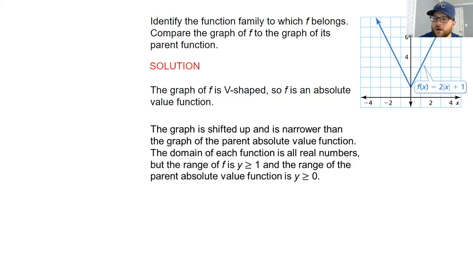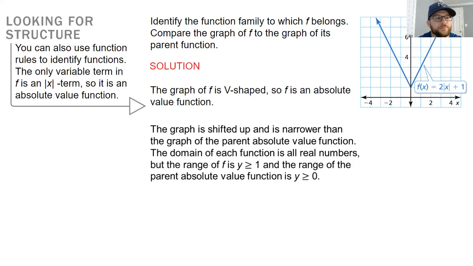The domain, which is all numbers left and right, is all real numbers as this graph continues on. But the range is all the y values that are greater than or equal to 1. It does not go below the y value of 1, but the range of the parent function is y greater than or equal to 0. So it looks like it's been moved up from 0 to 1, and then it's been stretched vertically so that it looks a little bit skinnier or more narrow than its parent function.